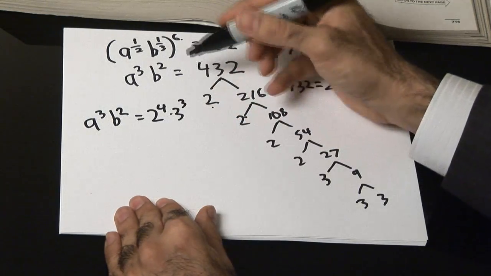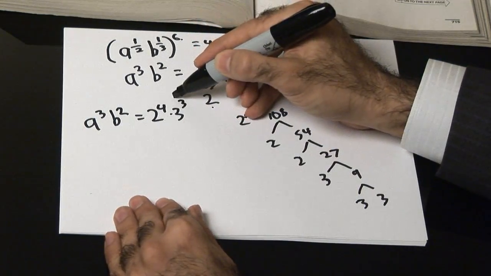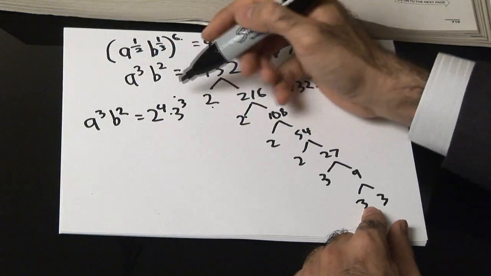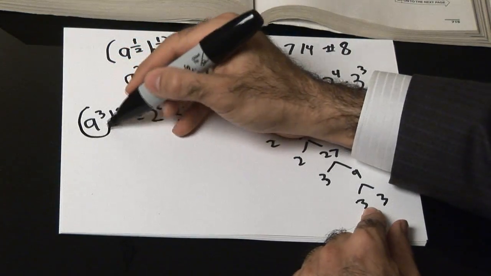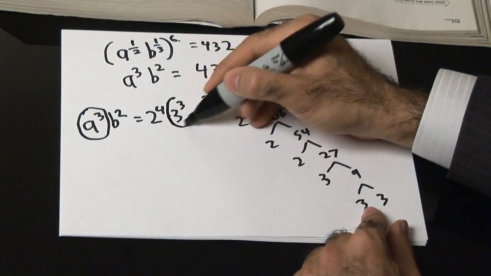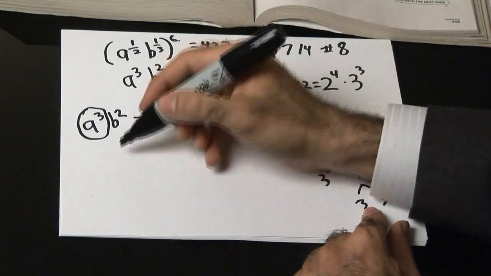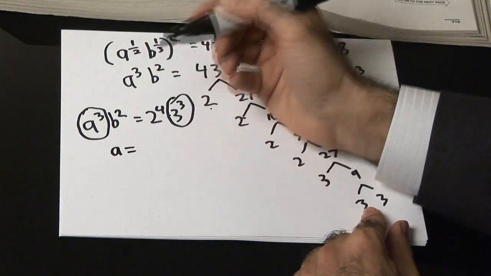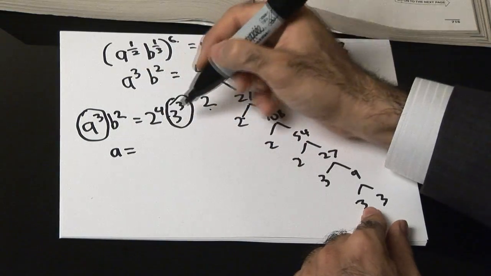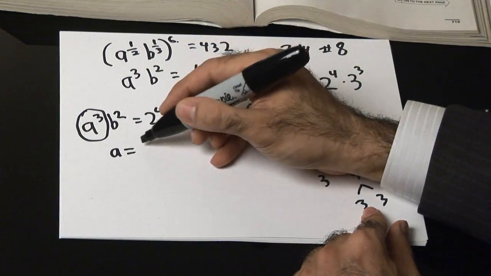What do we notice over here? We notice that in this sort of broken down form, a is being raised to the 3rd and 3 is being raised to the 3rd. So we can realize that a, by pretty standard observation, equals 3.